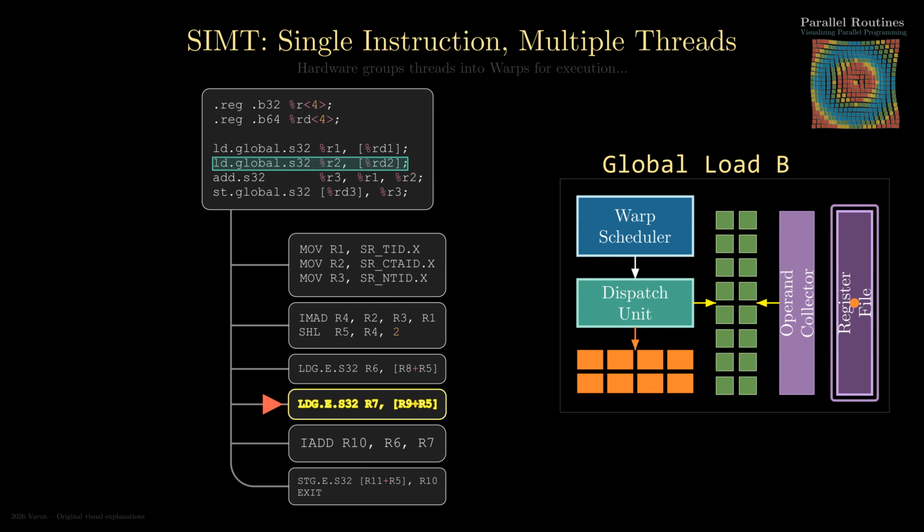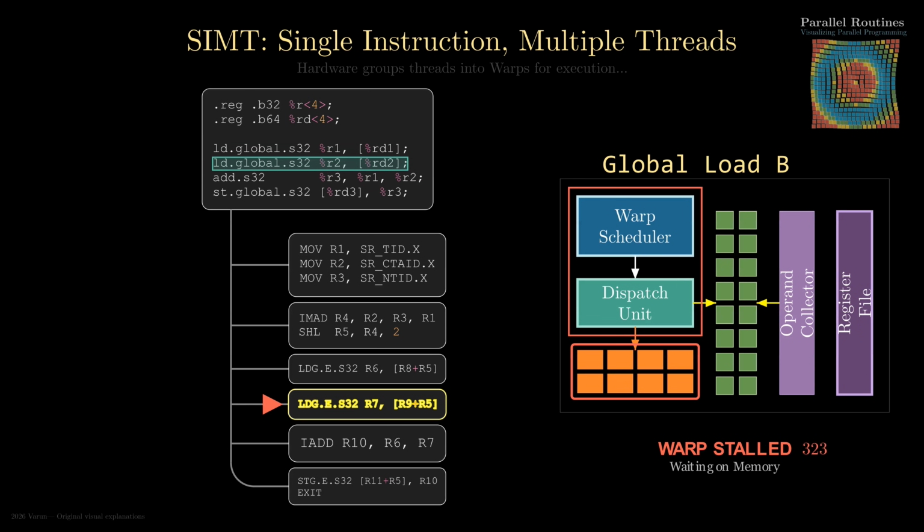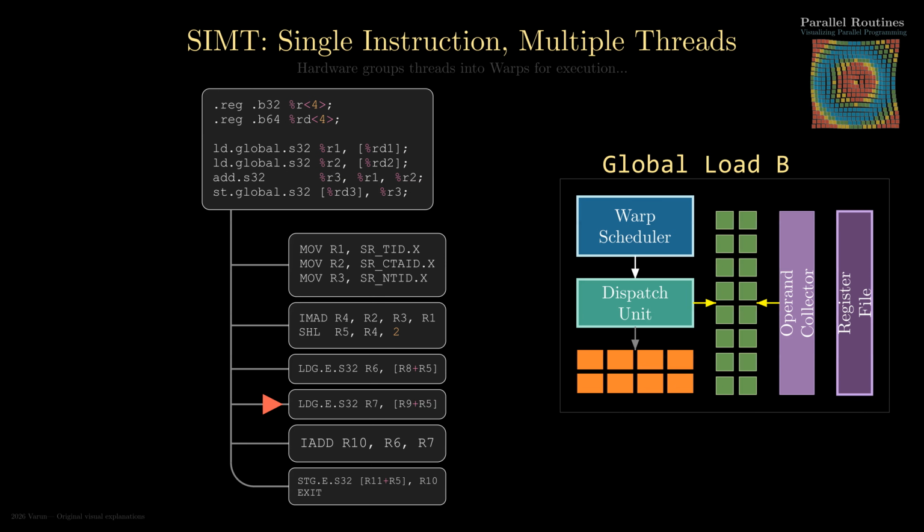Then the second load executes. Thanks to memory-level parallelism, this request can pipeline while the first is still in flight. Both loads proceed independently across all 32 threads, maximizing memory bandwidth utilization.